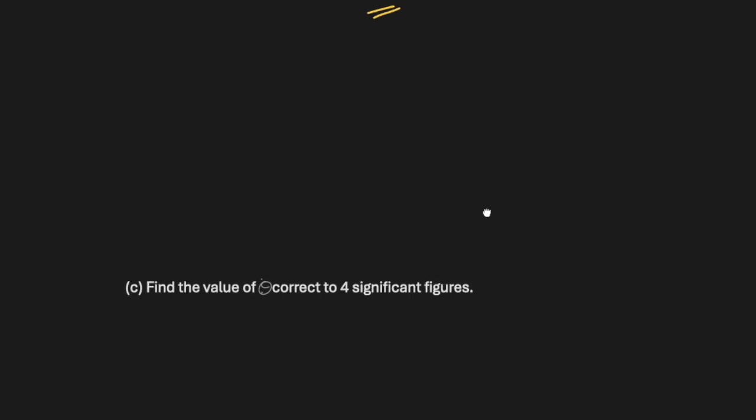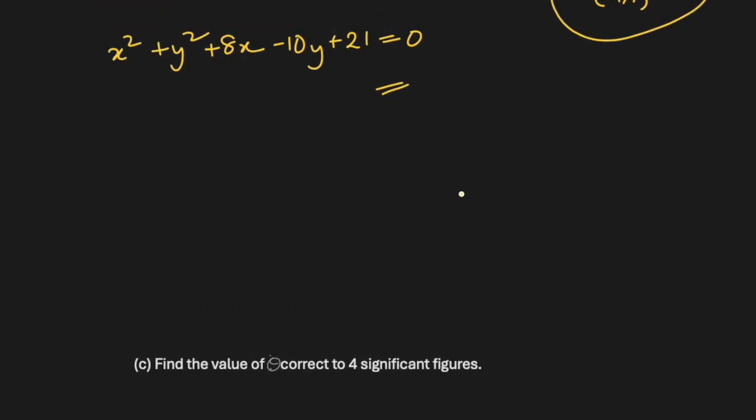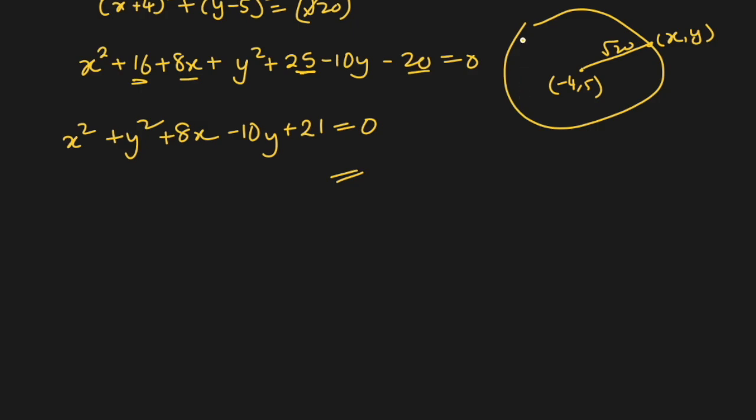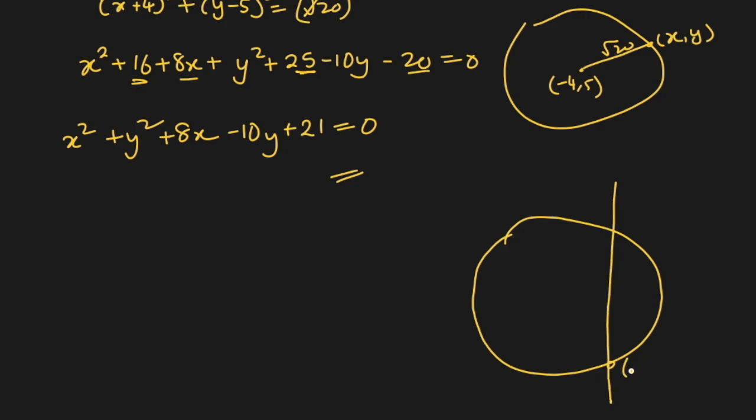Find theta correct to 4 significant figures. So now we have the equation, and let me take the help of this circle again. This is 0A, this is 0B. What is common between the two? That x is 0. So in place of x, I will put 0 so that I can get B and A. So substitute x equal to 0 in the equation.